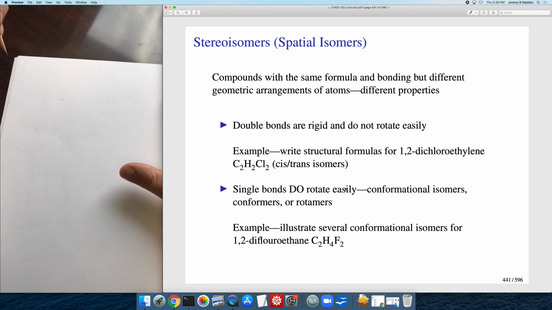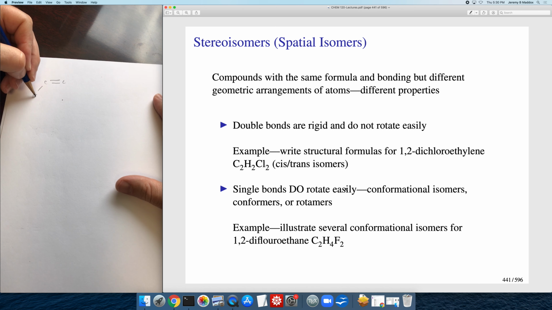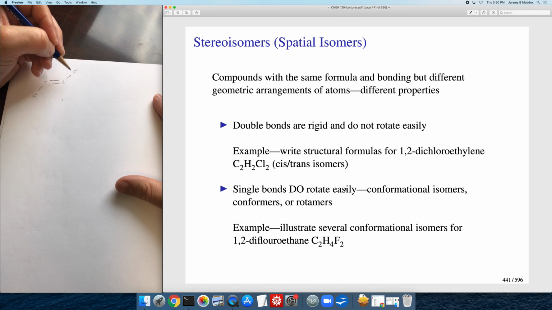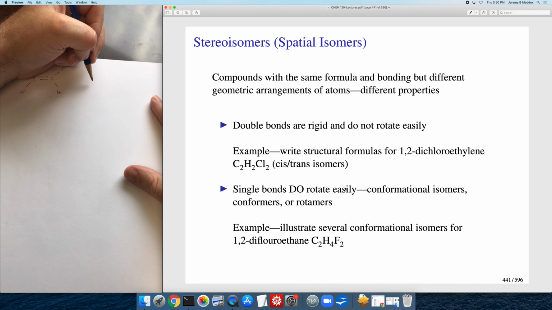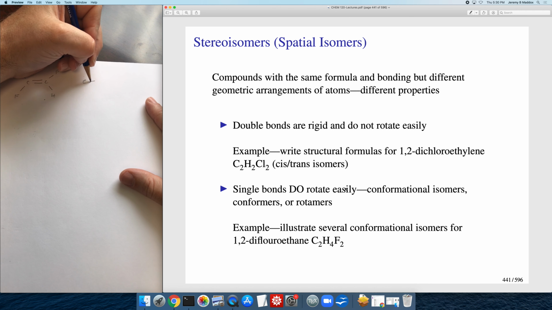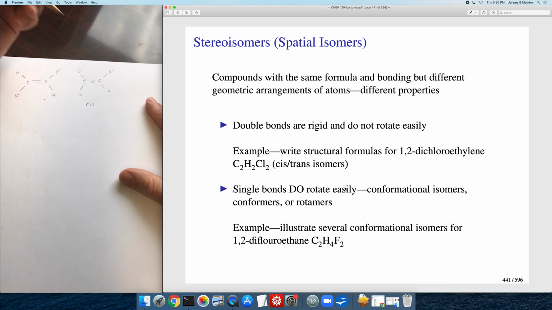So this compound, 1,2-dichloroethylene, there's 2 ways you can make it. So there's this way, and then here's the other way, where the chlorines are on the same side of the molecule. So this is called the cis configuration, and this is the trans configuration.